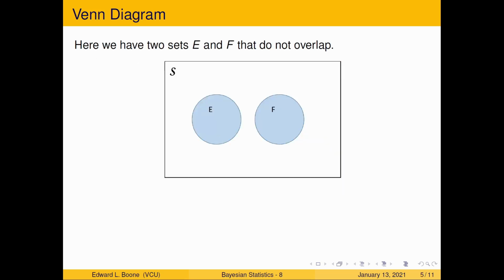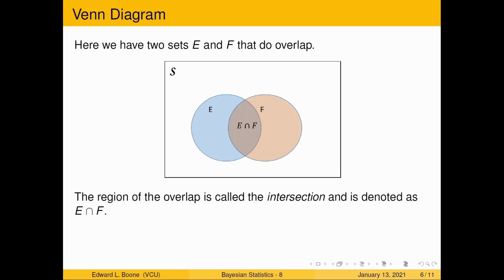All right, now suppose we have two different sets or events, E and F, and notice they don't overlap. So here we'd have E, here we have F, and they're just two sets or events that are inside of S. Now, if they do overlap, then we can talk about where they actually overlap, okay? And that is what's called the intersection. So this is the region that they have in common, or where they overlap. So it's what they have in common between the two of them.